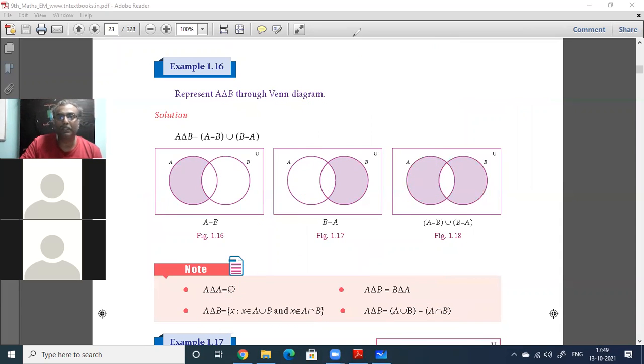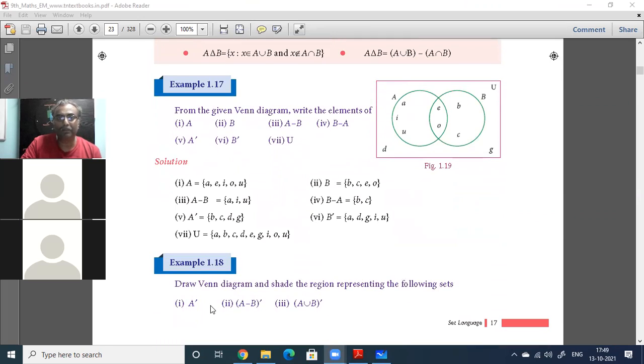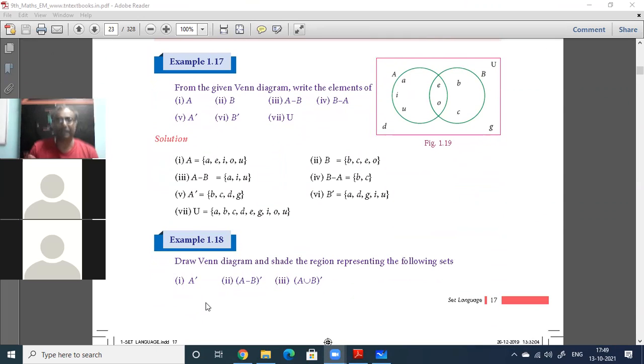Now you have known all these things. Let us go and start doing some examples and exercises. Then only we will know what we are doing and how much we are enjoying.